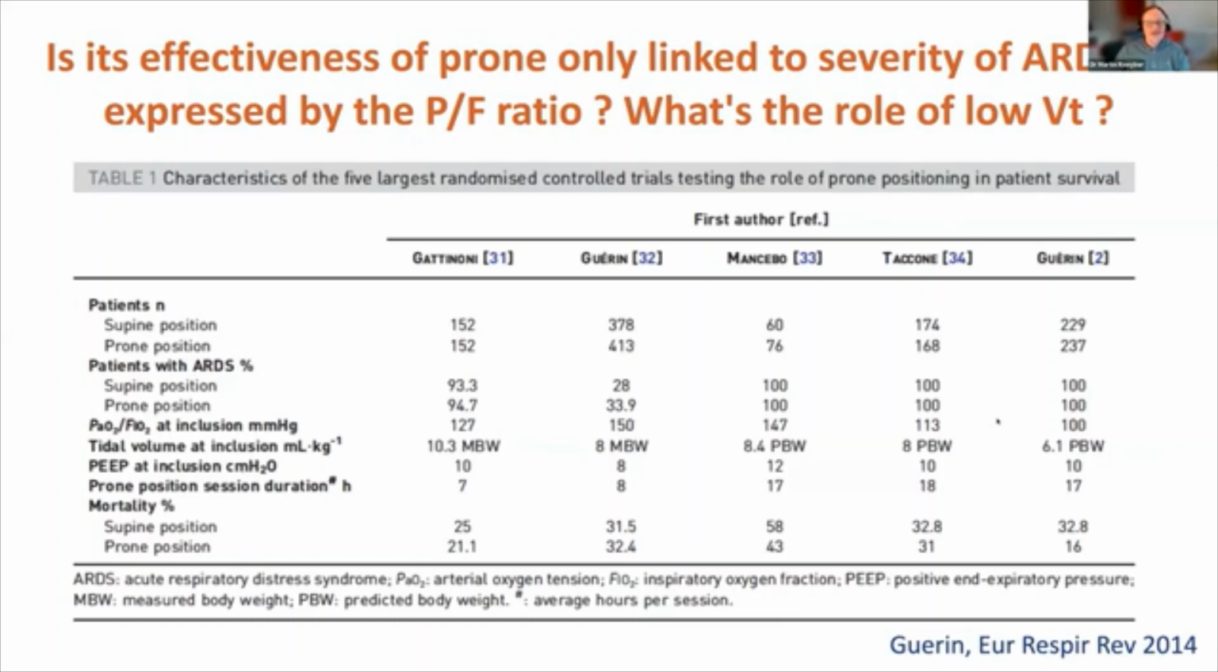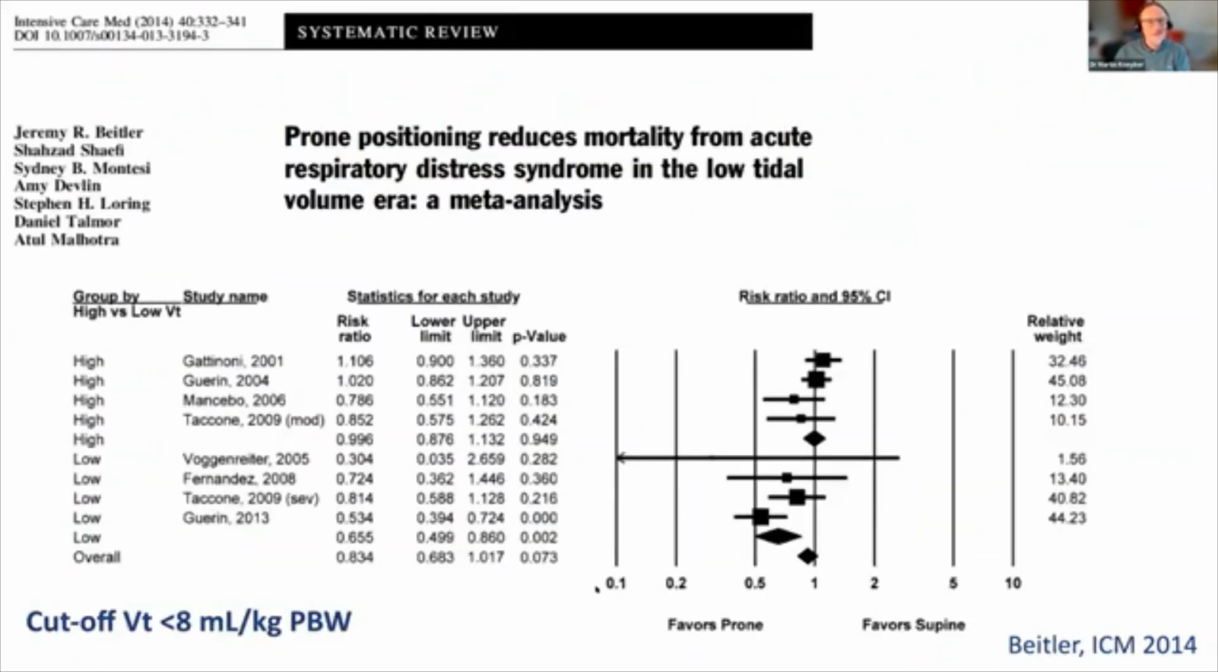Because if you look at the trials that were studied, they had a tidal volume that was all over the place, going from 10 to 6 in the Guérin trial, with mortality all over the place. But they mainly found that in those trials that used low tidal volume, the effects of prone positioning were prominent.